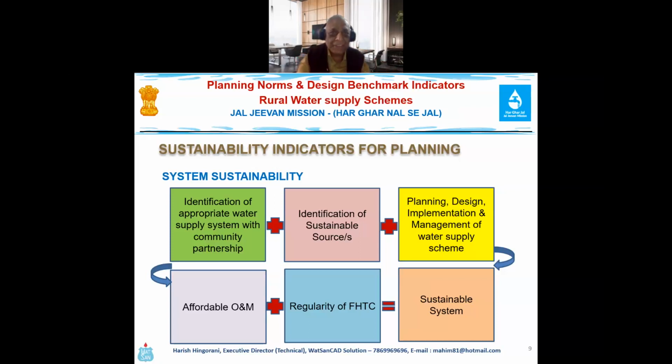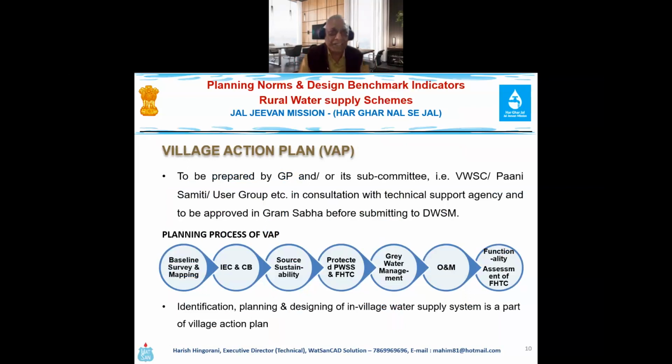So system sustainability is what I ultimately have to achieve. With that background, JJM considers the VAP. The decision making will be through the village action plan, to be developed by the department for each village in collaboration with the VWSC, Pani Samiti, community, and user groups, and this is the process defined in the JJM guidelines. I need to have the baseline survey and mapping first. Then, for sustainability, I need IEC and capacity building of the various stakeholders, communities, even ISAs. I need not an engineer here, I need a social engineer.